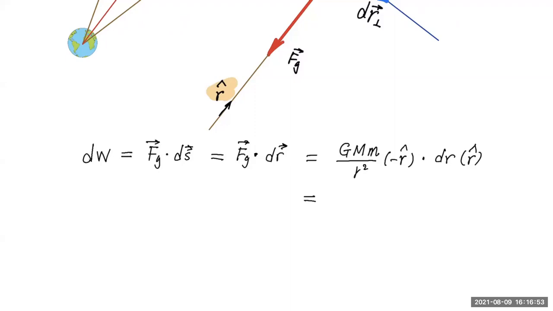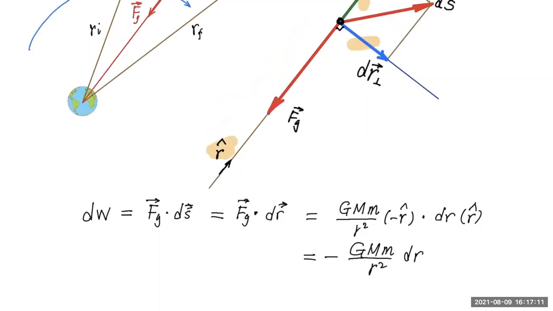And then what is negative r-hat dot r-hat? Well, r-hat dot r-hat equals 1, right? Both of these two unit vectors have unit magnitude, therefore r-hat dot r-hat equals 1. And don't forget there's an overall negative sign. You get negative GMm over r squared dr.